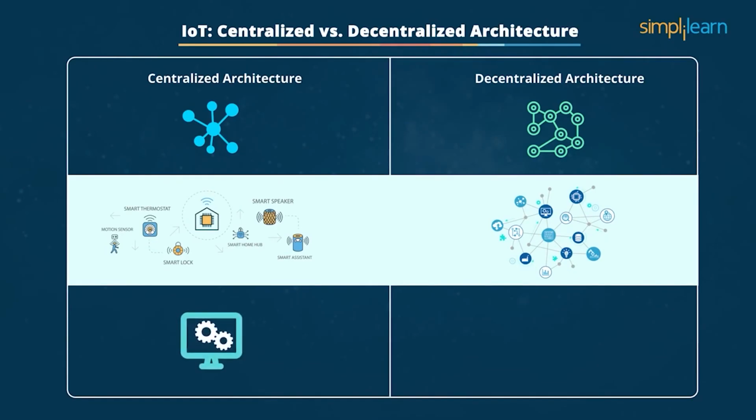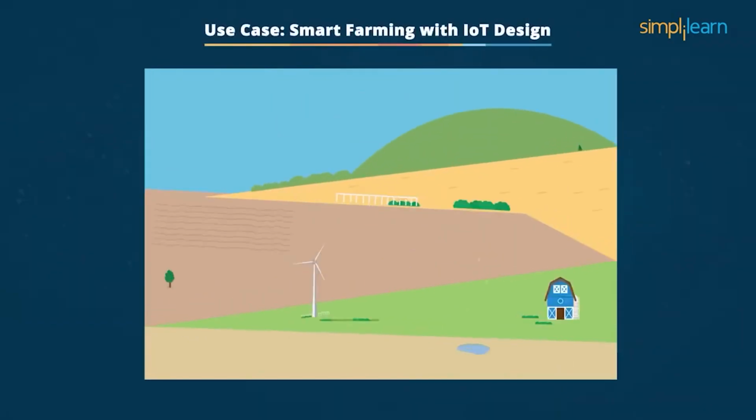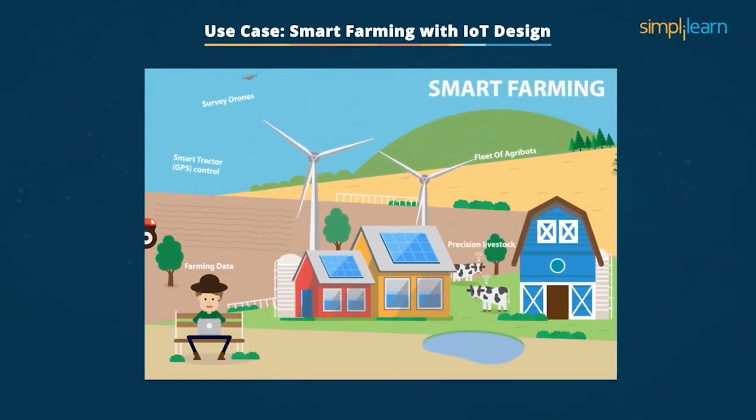The centralized systems help in event processing, whereas decentralized systems operate more on peer-to-peer messaging. Decentralized auditing is one of the essential features in a decentralized architecture. Use case, IoT smart farming. Use case, smart farming, IoT design.